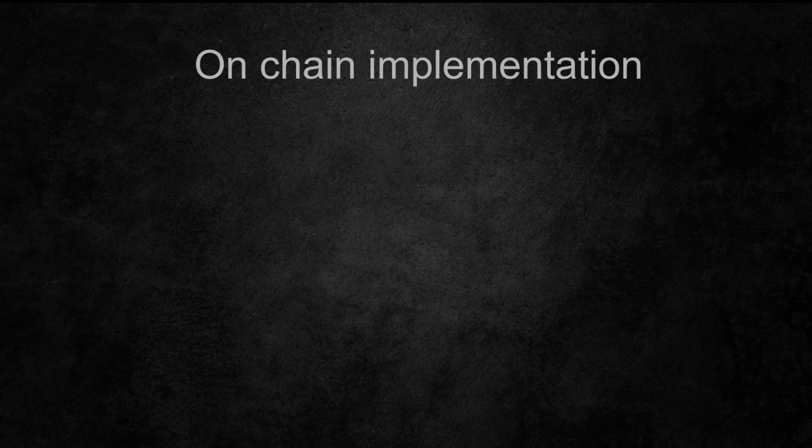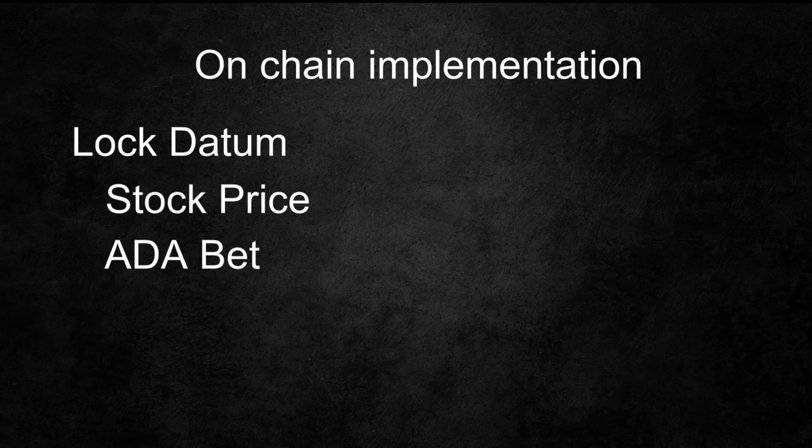Now, to break apart the problem, we'll need to talk about the on-chain implementation and the off-chain implementation. So in the on-chain code, we need to create a datum and a redeemer. The datum will be what person A will send to lock the ADA. So what we need is the stock price and the Cardano that's being locked up.